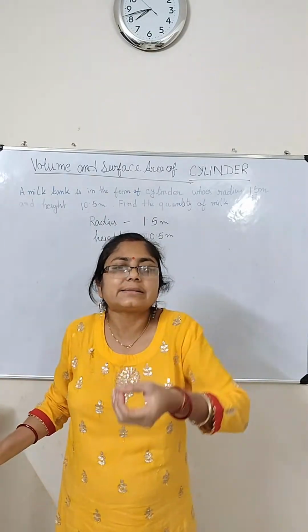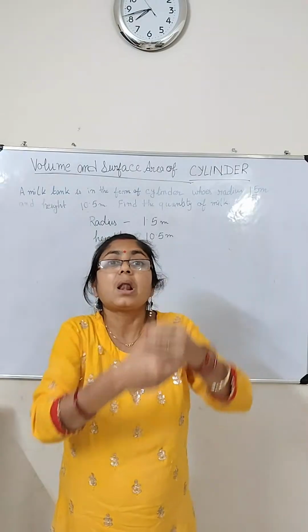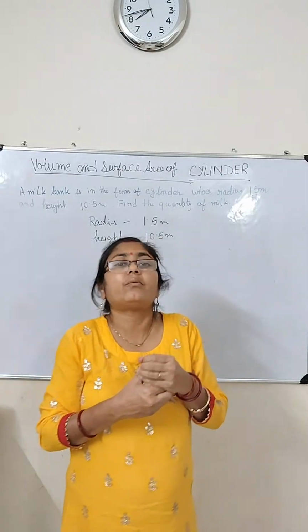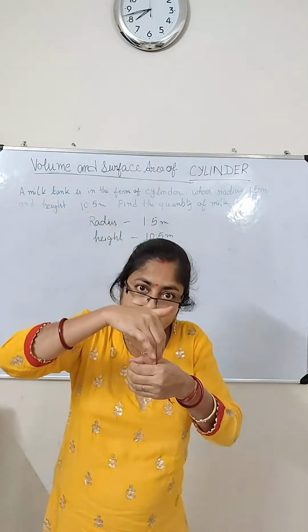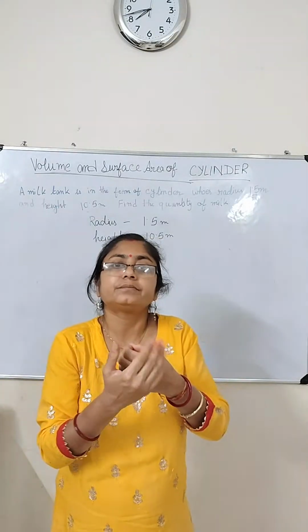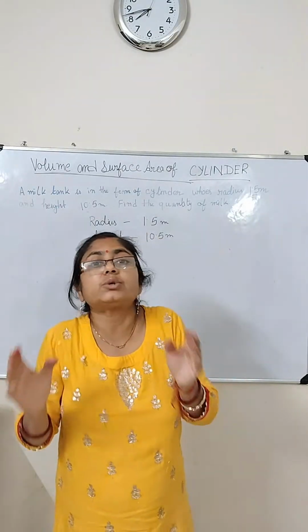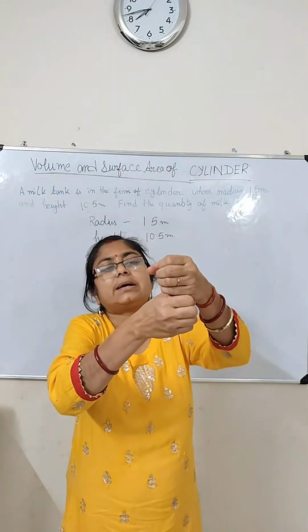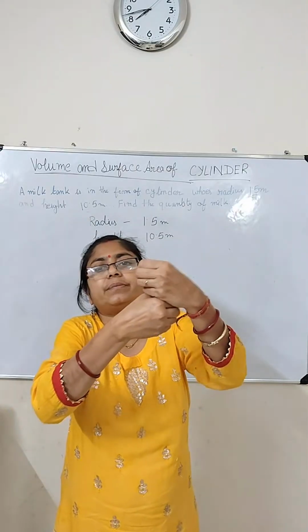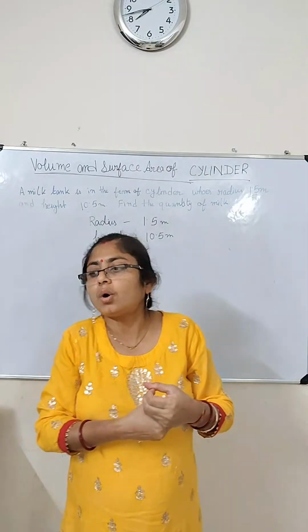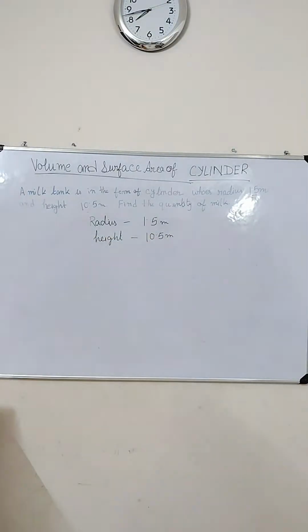My hand is a cylinder. It is a cylinder shape. Where will you put the milk? Where do you put the milk? Inside, not the outer border. First you think. First you clear your idea. Suppose it is a cylinder. My hand is a cylinder.